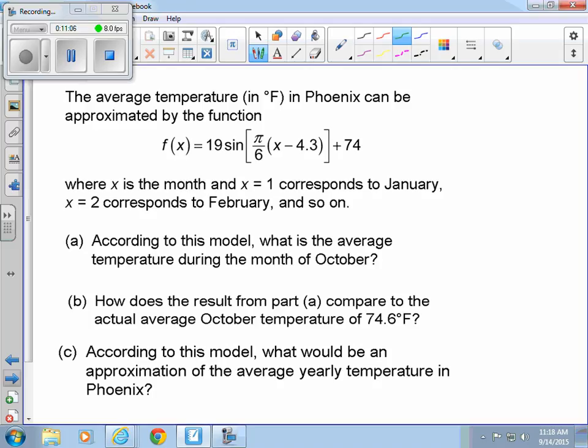Wonderful stuff. So part A. According to this model, what is the average temperature during the month of October? How would you find that? Plug in the month. What should your calculator be in? How do you know? There's a pi over 6 in there, so it should be radians, right? So I want to see that pi over 6, I see radians. Now, what's in degrees? The temperature, right? So not the angle. The angle looks like we got a pi over 6 going there. You will learn why that's pi over 6 momentarily. For now, we're just going to take it because it says so. So plug in 10, and what do you get?